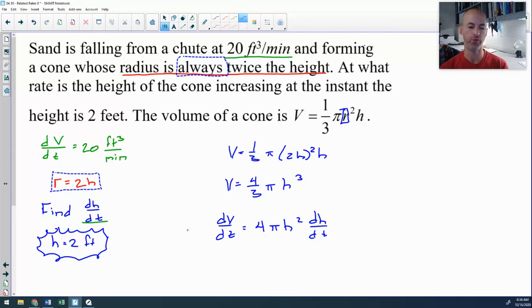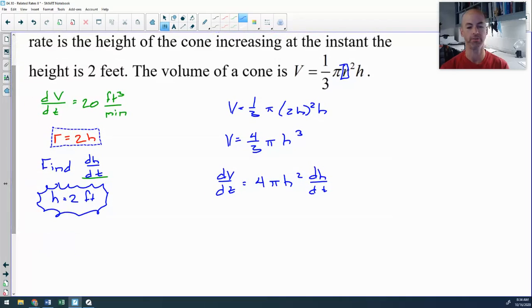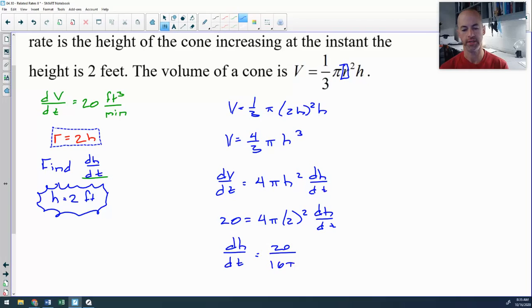And this just got really nice because now I don't have as much to plug into. dV dt is 20, and 4 pi h squared with h equal to 2 gives 4 pi times 2 squared. We are solving for dh dt, and that will end up being 20 over 16 pi. So dh dt is 20/16 pi, or if you want to reduce that, 5/4 pi. Height would be measured in feet, time is measured in seconds, and there is your problem.